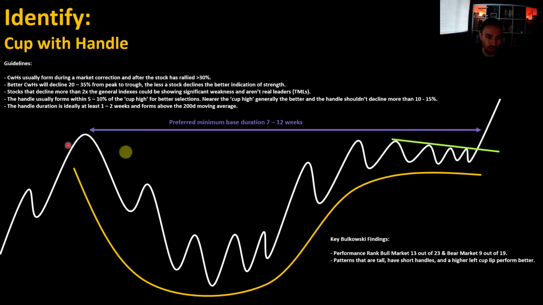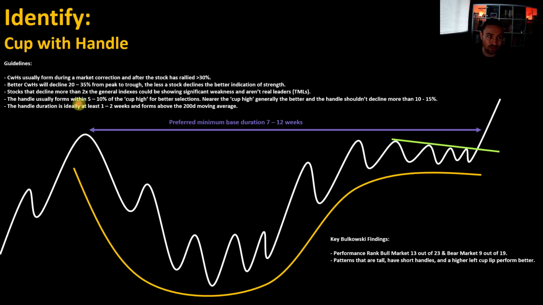So this would be the cup high and this would be the handle forming over here. For better selections, nearer the cup high is generally better, and the handle shouldn't decline more than 10 to 15%. It's quite common that the handle will take a visual shape of, say, a Darvas box or something like that, or a little flag in its own right, or a VCP or something like that. It's not uncommon to see a shakeout bar, gap down reversal bar, or shakeout demand tail within the handle of a cup and handle as well.